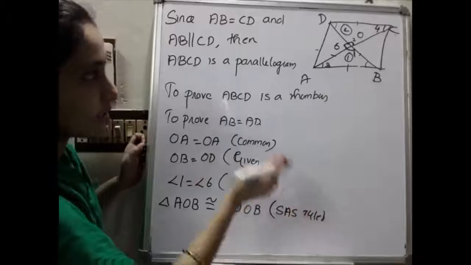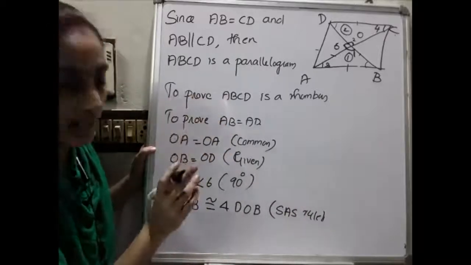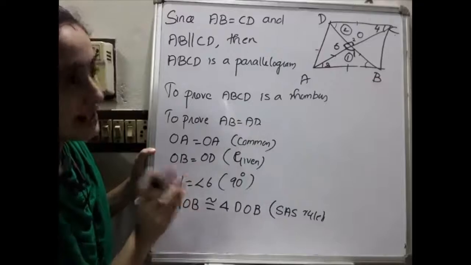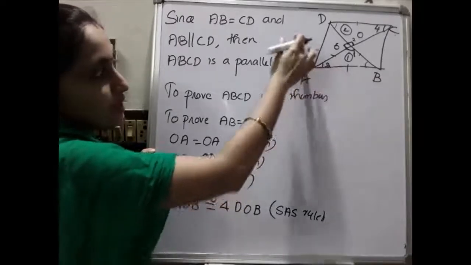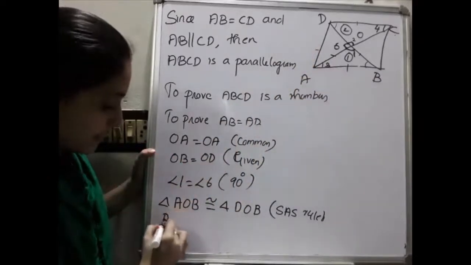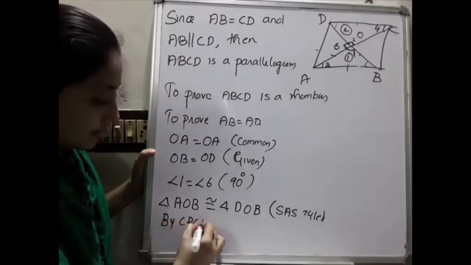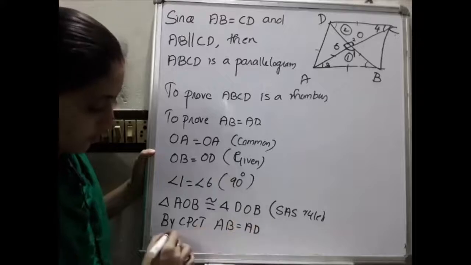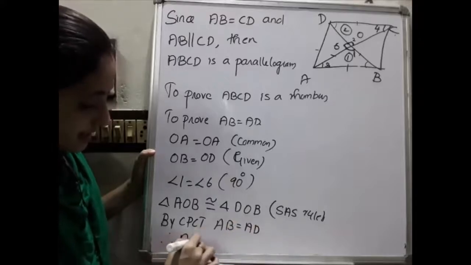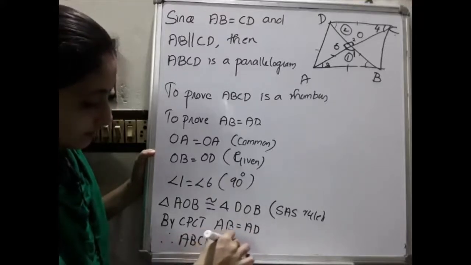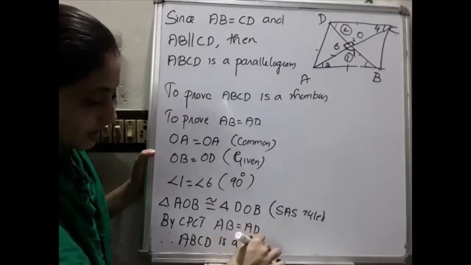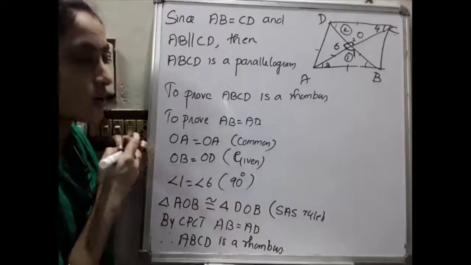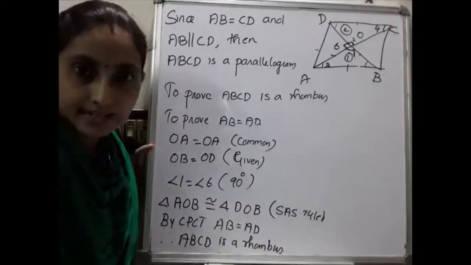So we can say that these two triangles are congruent. If they are congruent, what we have to prove is that the adjacent sides are equal. So this side is equal to this side. So by CPCT, what can we write? By CPCT, AB is equal to AD. Therefore, ABCD is a rhombus. So how will you prove it is a rhombus? If it is a rhombus, you have to consider that two adjacent sides are equal.